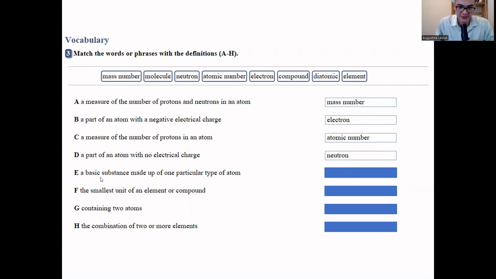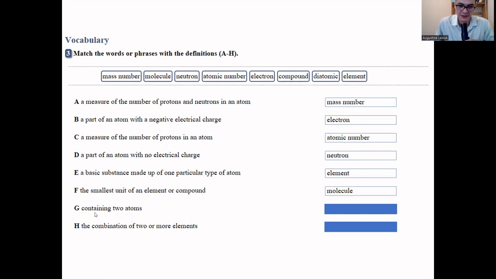Next, a basic substance made up of one particular type of atom. We call this an element, right? So an element is made up of one type of atom, okay? Next, the smallest unit of an element or compound. We call this molecule, okay?